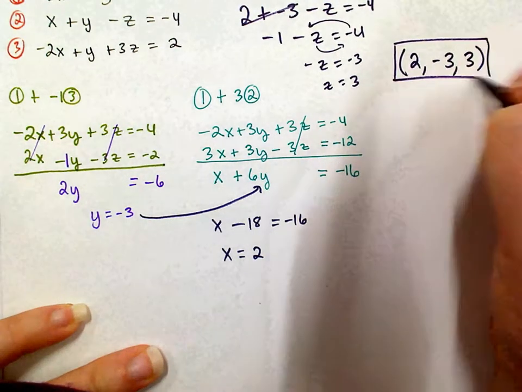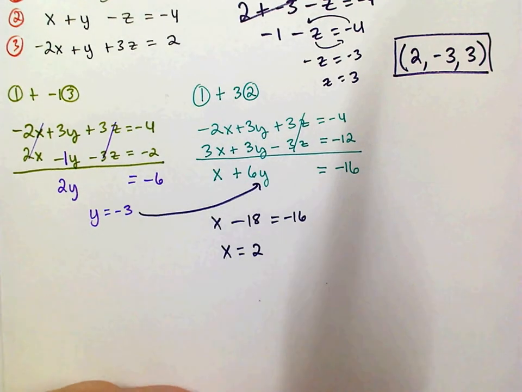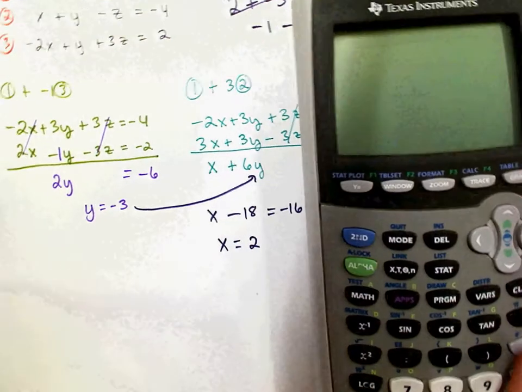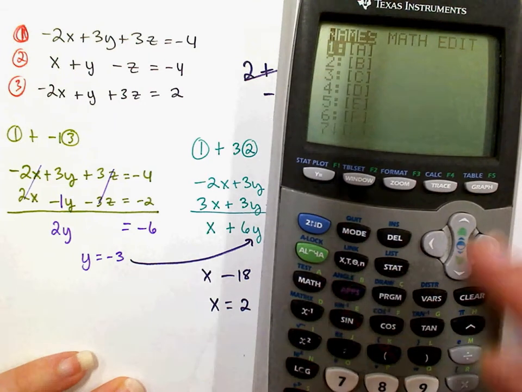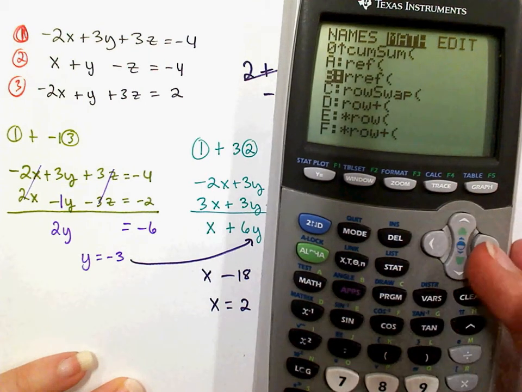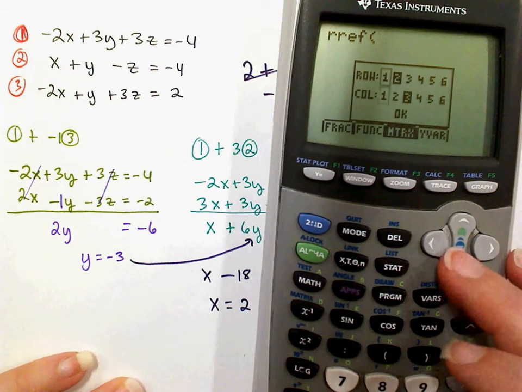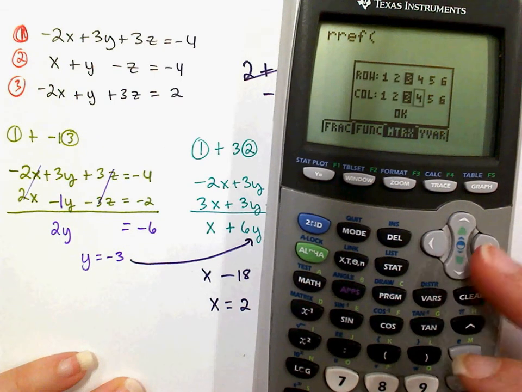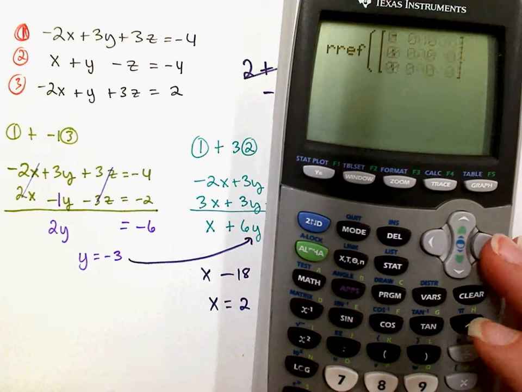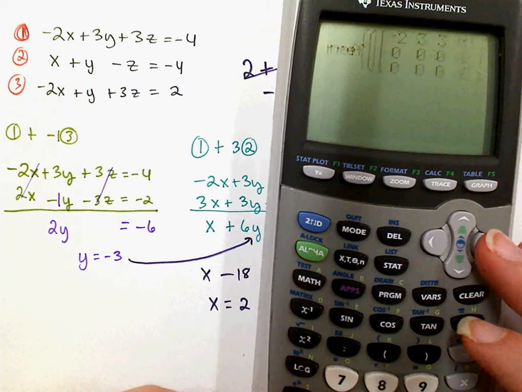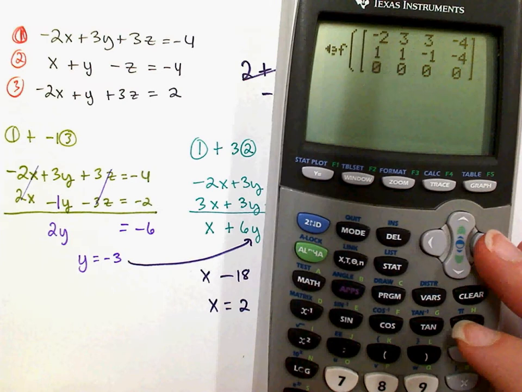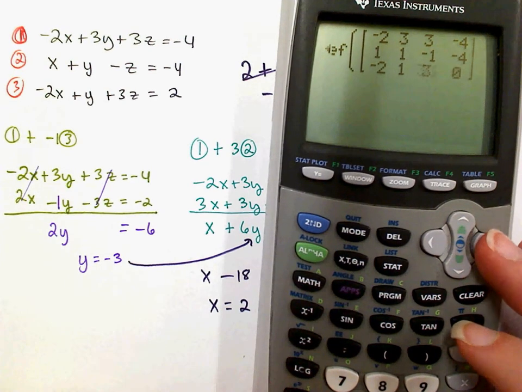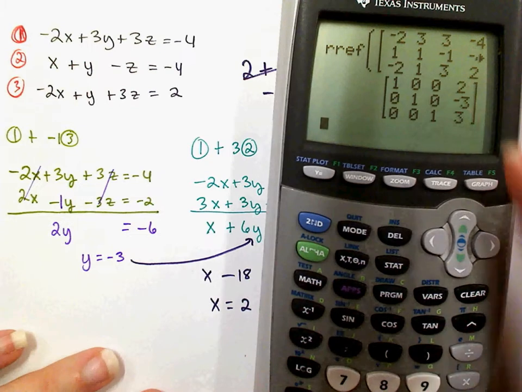It does say that it wants you to check using RREF in the calculator. So right quick, I'm just going to plug that in. Just a little reminder: second matrix, over to math, up to RREF. Alpha zoom, it is not a 2 by 3, it's a 3 by 4. And I enter in the numbers. Negative 2, 3, 3, negative 4. 1, 1, negative 1, negative 4. Negative 2, 1, 3, 2. And I get 2, negative 3, 3, which is what we got.